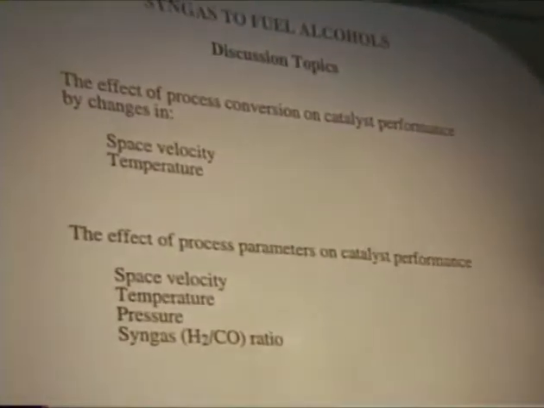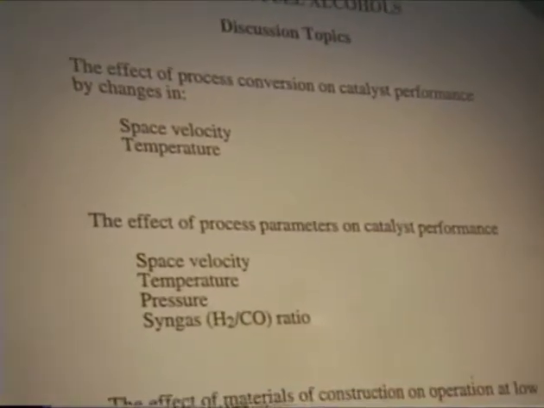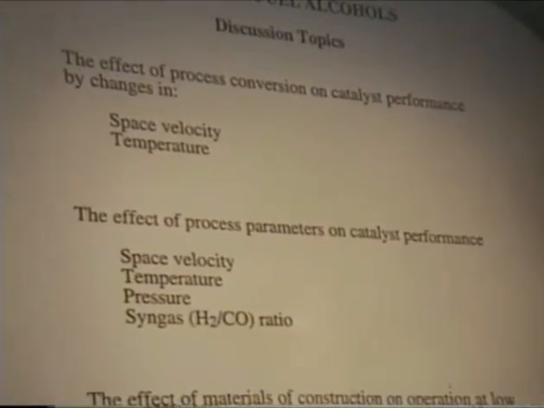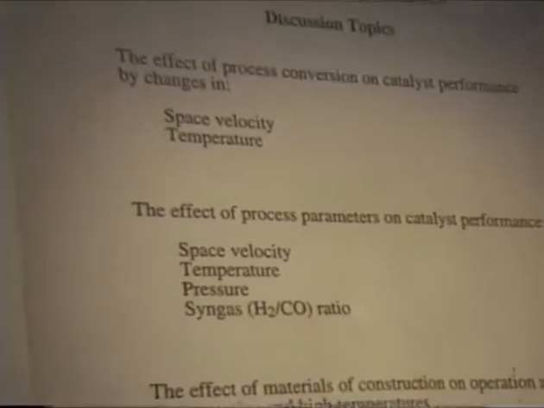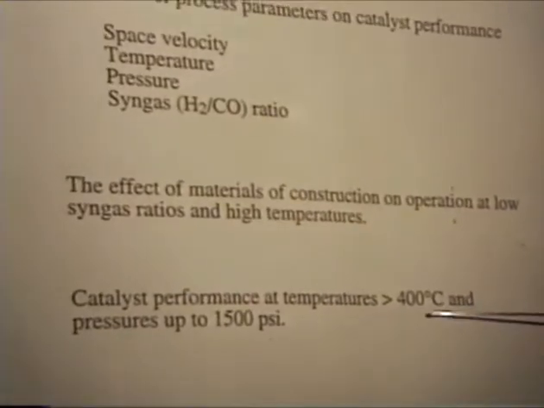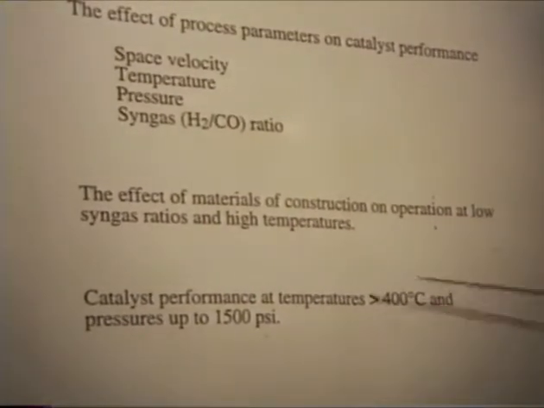What I'd like to tell you about is the effect of changing process conversion on the catalyst performance, and we're going to do this in the classical way by both changing space velocity and by changing temperature, and then look at the individual effects of space velocity, temperature, pressure, and syngas ratio on the performance of the catalyst. We're going to find some interesting effects, especially at the lower syngas ratios, in terms of the materials of construction, and we'll talk a little bit about that. And then, having got around the problems here, I'm going to address what happens at 400 degrees centigrade and above, and at higher pressures.